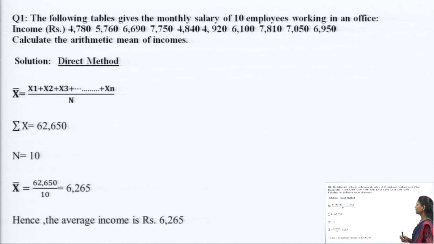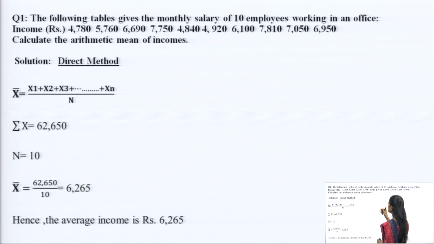For example, the following data gives the monthly salary of 10 employees working in an office. The incomes are given here. We are supposed to calculate the arithmetic mean of the income. There are two different ways to solve this question. One method is the direct method and the other is the shortcut method. First, we will find it with the help of the direct method.